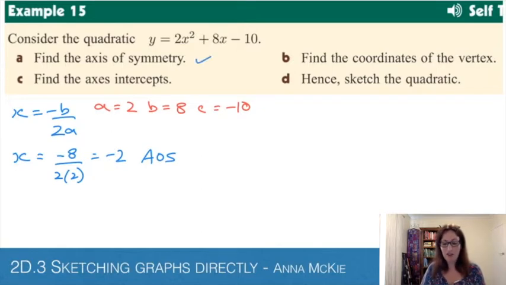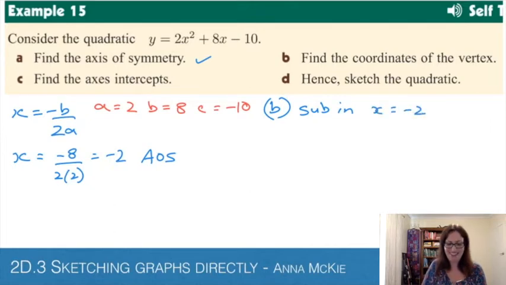Part B, find the coordinates of the vertex. Now the vertex has the axis of symmetry in it. That's the x component. So for the vertex, we substitute in x is equal to negative 2. Sub it in where? Into the formula, the equation of y equals. Where you see an x, we're going to substitute in a negative 2. And brackets are always very handy here to account for those negatives.